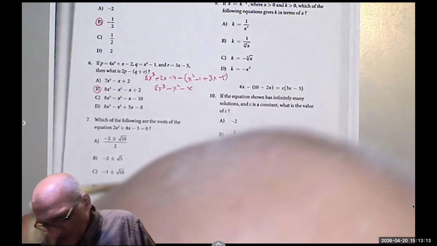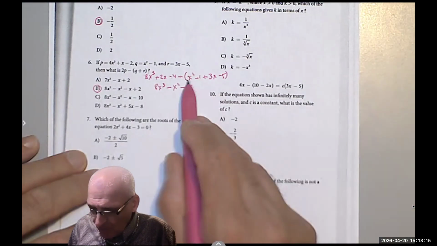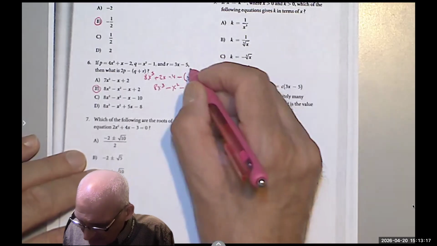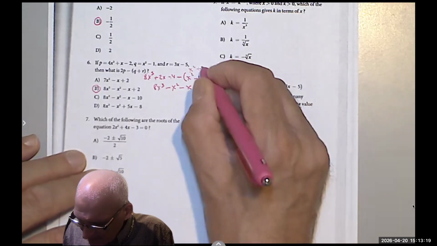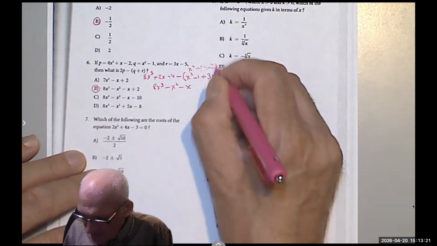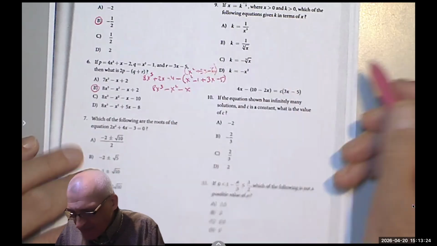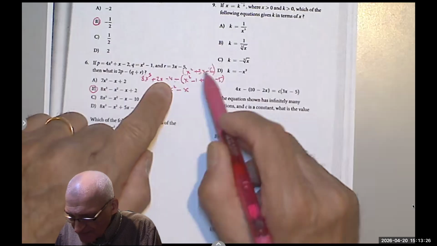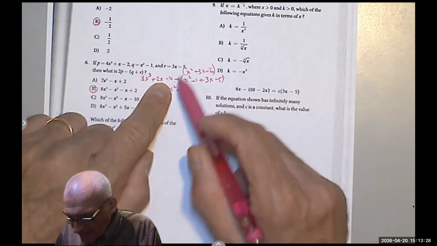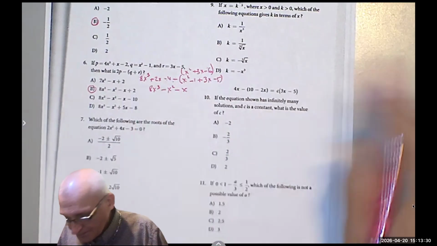So this is the equation. Or you can combine these and write them as x squared plus 3x minus 6. So instead of doing the subtraction twice, you say -4 minus -6 is -4 plus 6 is positive 2.